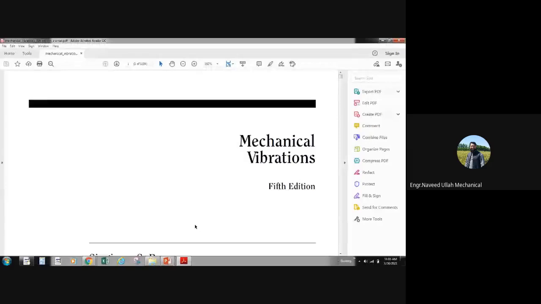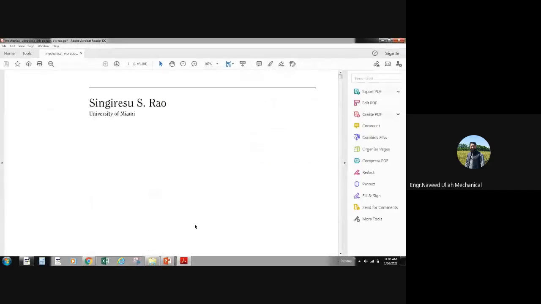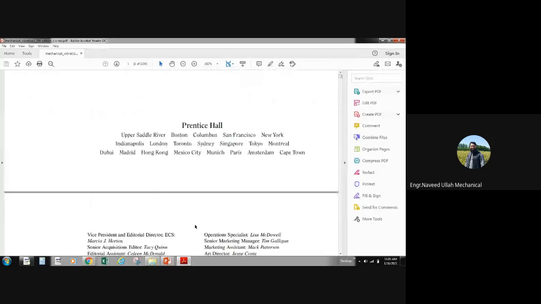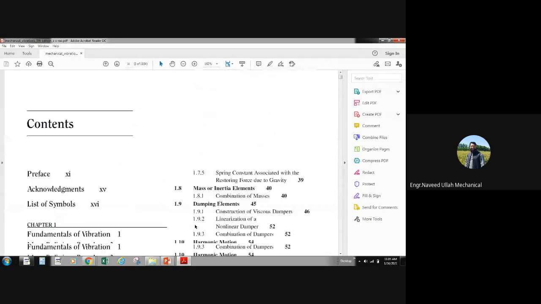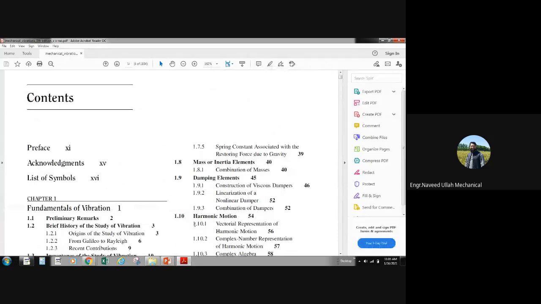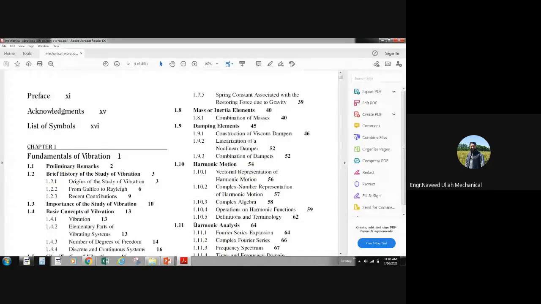Okay, so this is the fifth edition, Mechanical Vibration by S. S. Rao. And if you look at the contents of chapter 1, there are lots of things, but I want you to study particularly these things. You need to look at the brief history of the study of vibration, that is, why we are studying vibration being a mechanical engineer. Okay, so what is the origin of the study and the different concepts. You need to spend some time and study the brief history of vibration, right?